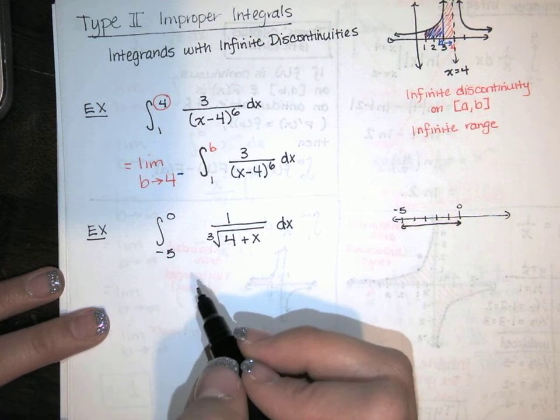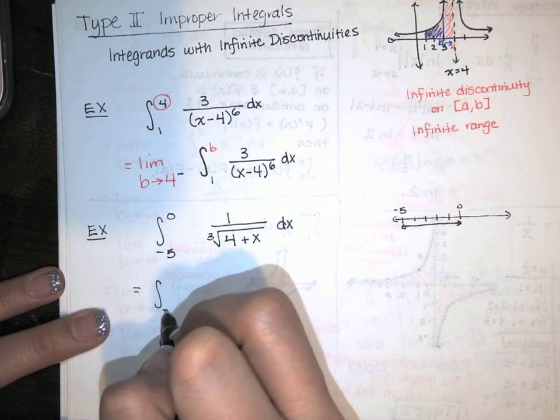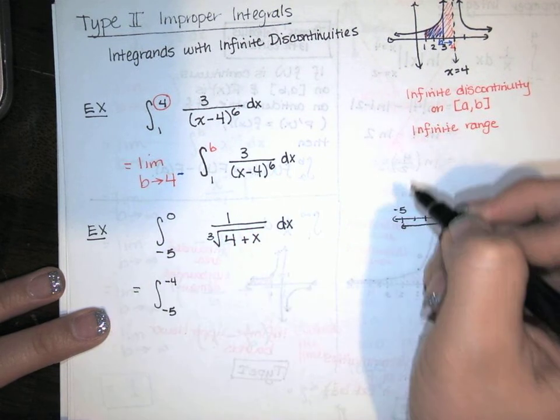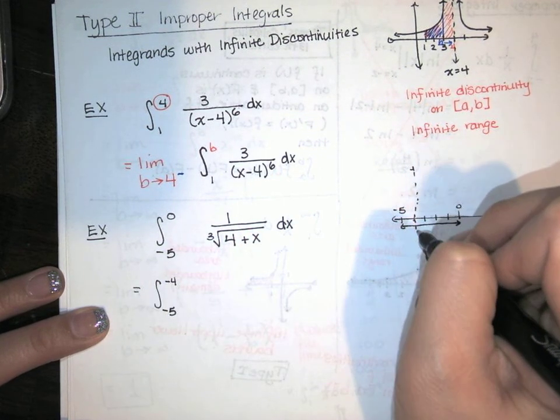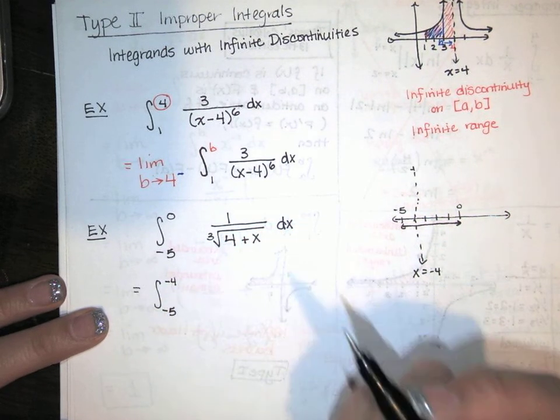So I have to split this into two integrals. I'm going to have one integral from -5 to -4. So that's our problem x value, right there. And I'll have my integrand.